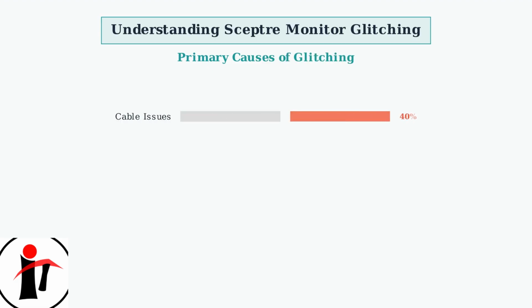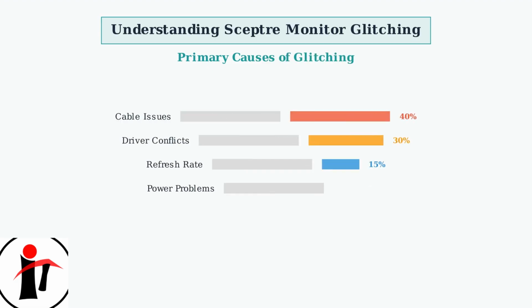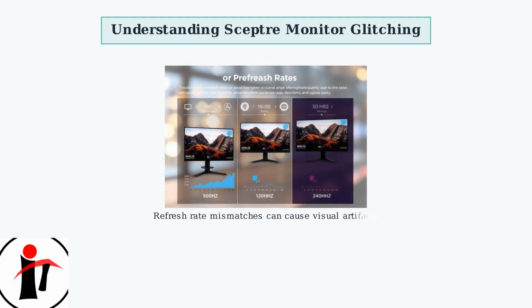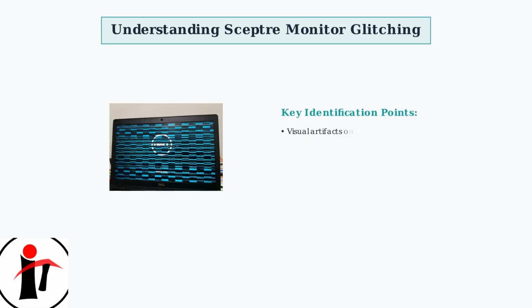Research shows that cable connectivity problems account for 40% of Sceptre monitor glitching cases. Graphics driver conflicts cause 30%, refresh rate mismatches 15%, power supply problems 10%, and hardware defects only 5%. Refresh rate mismatches, as shown here with different monitor refresh rates, can create visual artifacts and contribute to the perception of glitching or stuttering displays. Understanding these glitch patterns helps identify the root cause. Most Sceptre monitor issues stem from software conflicts rather than hardware failures, making them highly treatable through proper troubleshooting methods.